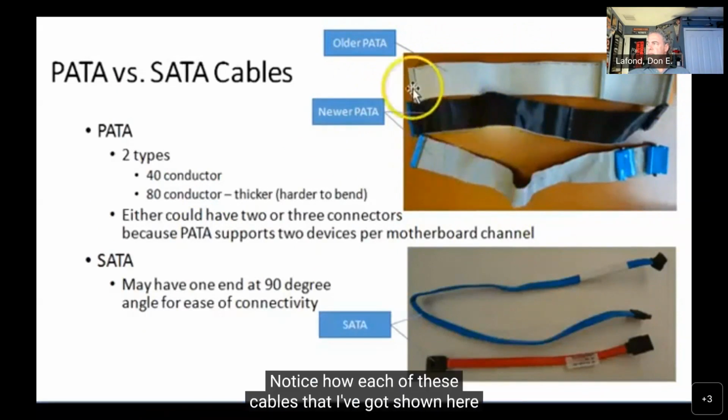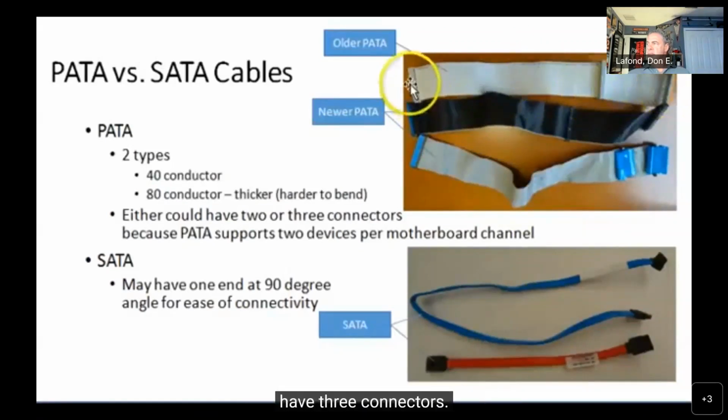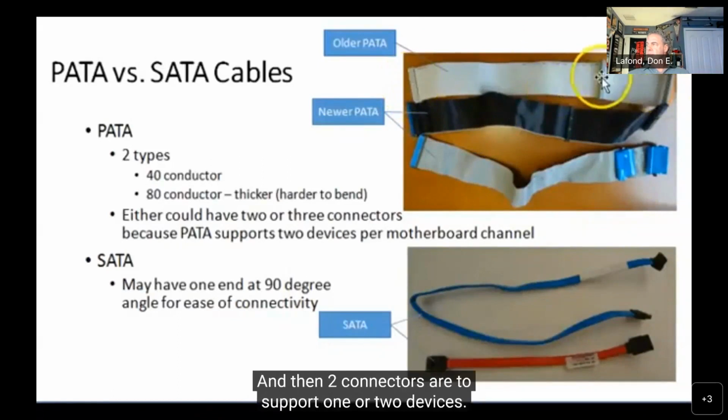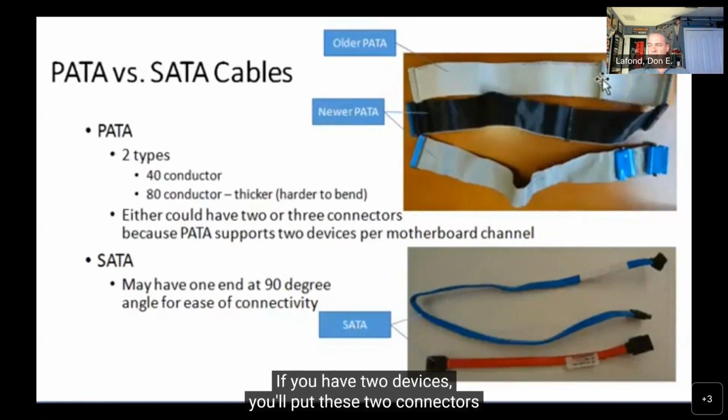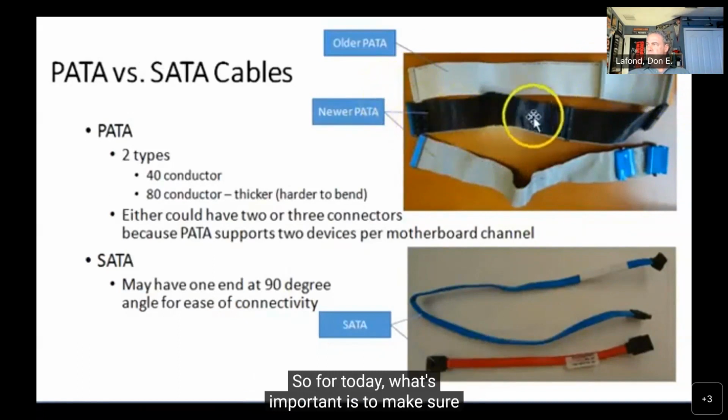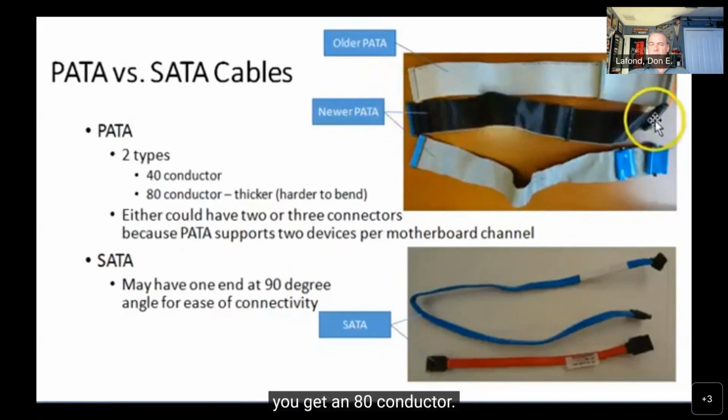Notice how each of these cables that I've shown here has 3 connectors. 1 connector goes to the motherboard, and then 2 connectors are to support 1 or 2 devices. If you have 1 device, you'll put it out here. If you have 2 devices, you'll use these 2 connectors at the end. And we'll go over that during the configuration series. So for today, what's important is to make sure you get an 80 conductor.